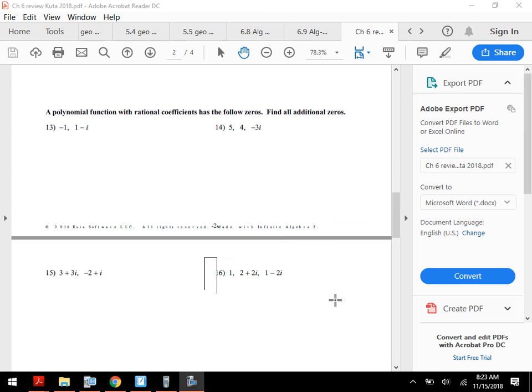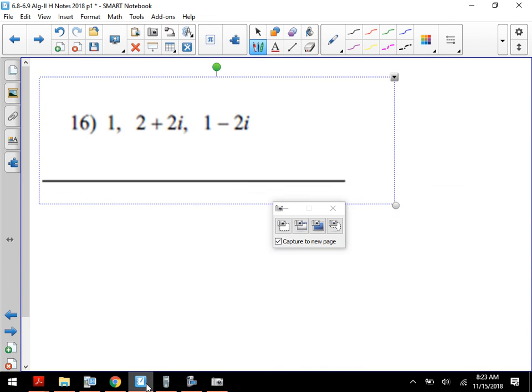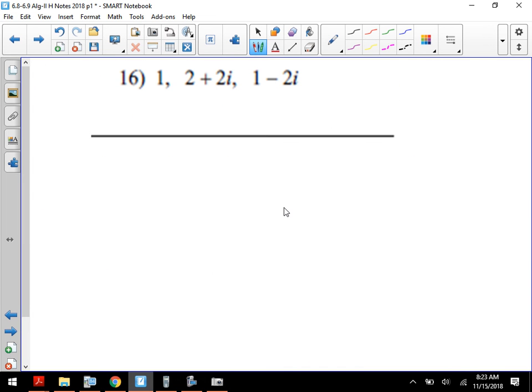Like, for example, if I look at 16, that's about as weird as it can get. So this is going to be what degree polynomial when you're done? Should be a fifth degree, very good. Because you already have a 2 plus 2i, which means there should be a 2 minus 2i, and there should be a 1 plus 2i. So let's see if we can figure this out cleanly. My zero is 1, what's my term?